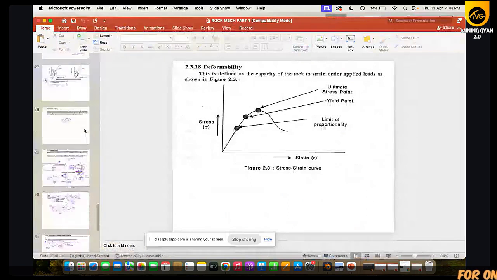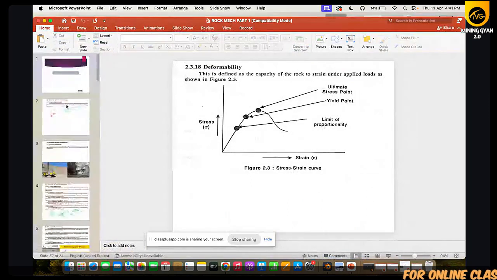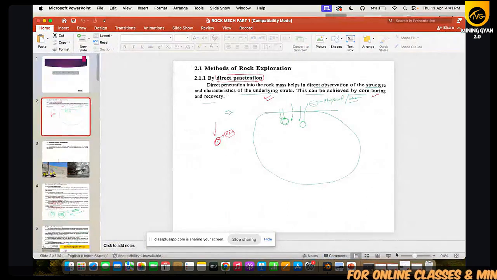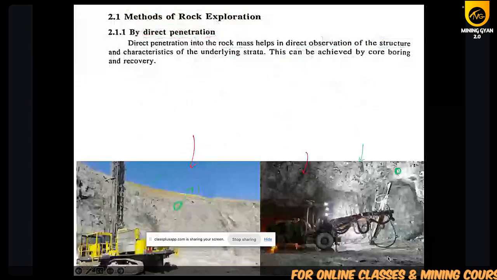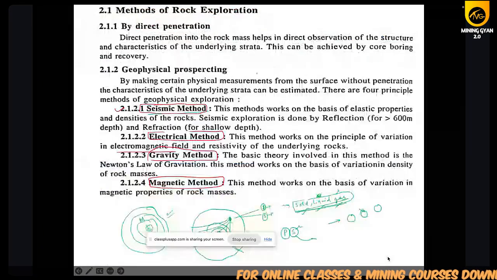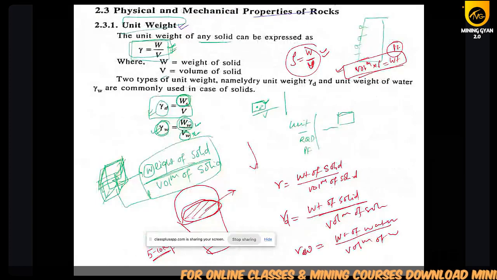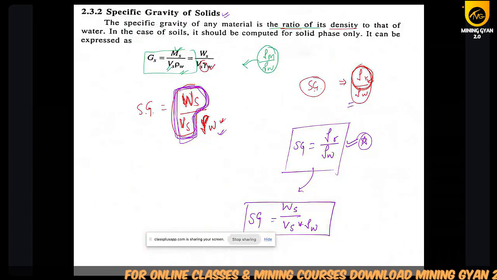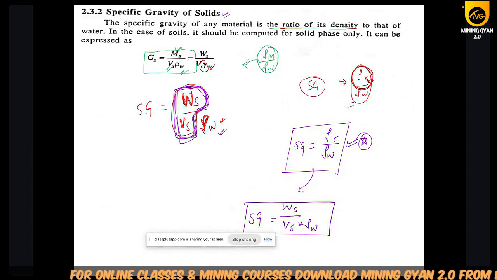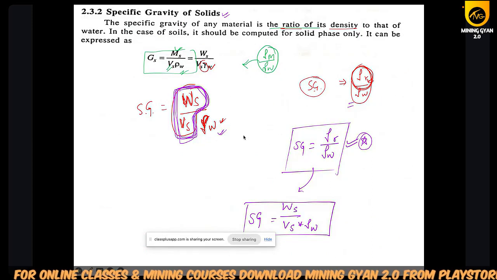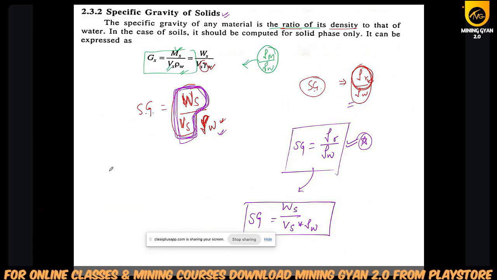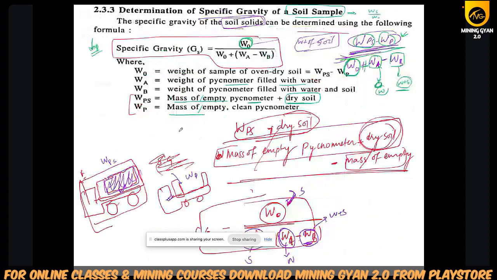Let's quickly revise a few formulas, then we will start. The unit weight is the weight by volume. Specific gravity is the mass of solid divided by the volume of solid, divided by the density of water. It will be your specific gravity.